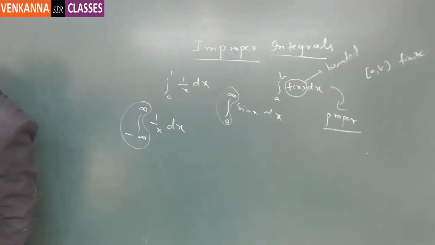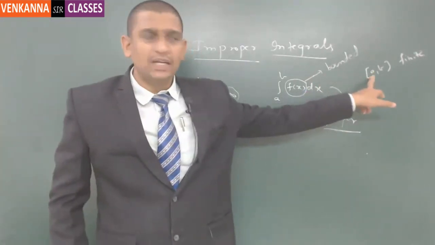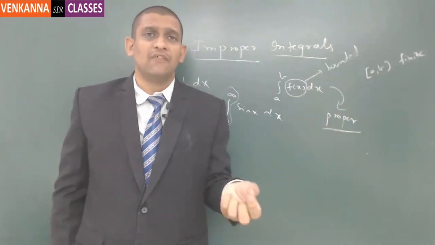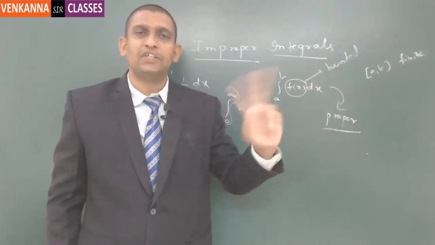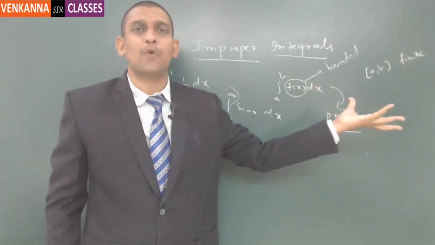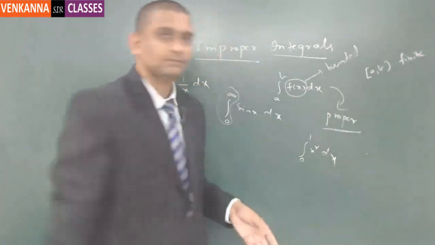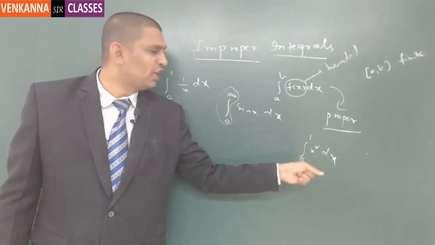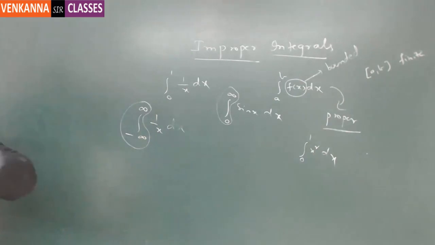Right. So the interval a to b is finite and f of x should exist on the interval. That means f of x should not be undefined at any point in this interval. If these two are satisfied, we say that this type of integral is a proper integral. The simple example is the integral from 0 to 1 of x square dx. The interval is finite and x square can be found at each and every point over this interval. Accepted? So that is a proper integral.